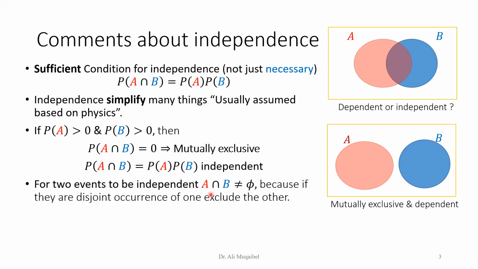Now, for two events to be independent, their intersection must not equal phi. They should not belong to this example. Because if the intersection equal to phi, then as I said, it's fully dependent. Alright, so having one exclude the other.